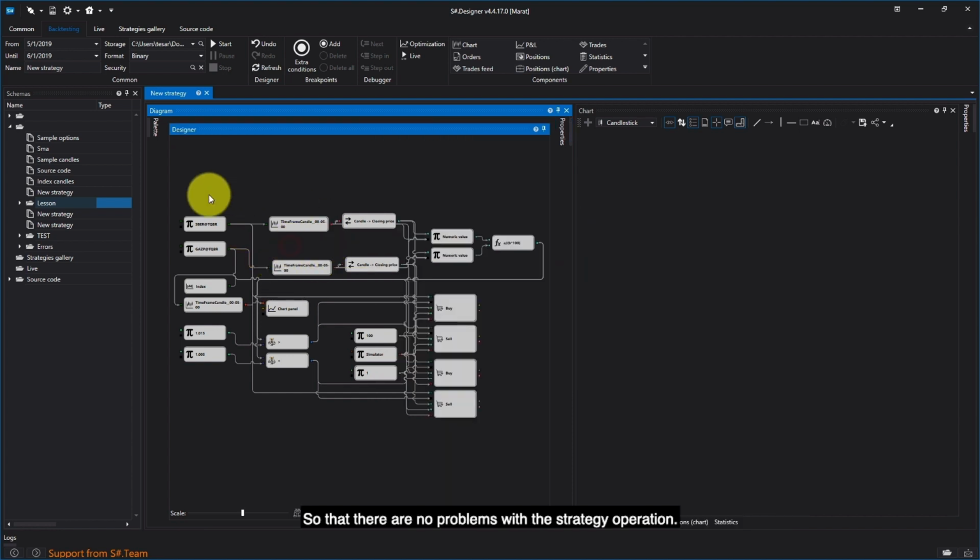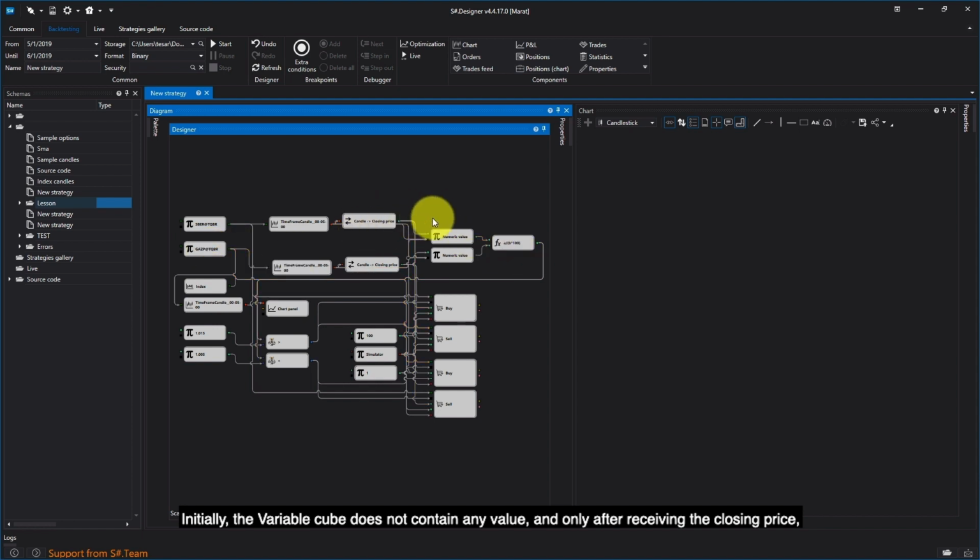So, as in the previous lesson, we have 2 instrument cubes and 2 candles cubes. Using the converter cube, we get the closing price from them and pass it to the variable cube. Initially, the variable cube does not contain any value, and only after receiving the closing price, the cube passes on a signal from the candles cube, the received value, to the formula cube. The formula cube calculates the ratio of the closing price of one instrument to the closing price of the second one. In our case, the formula cube calculates an index indicating the ratio of 2 prices.